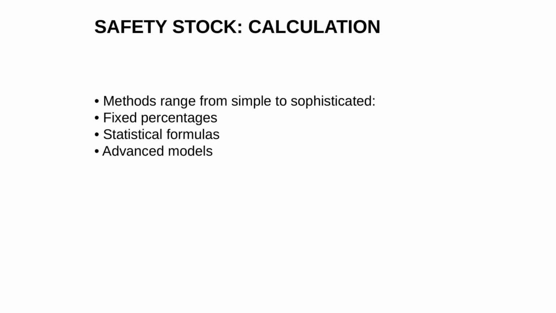There are different ways to calculate safety stock. Some companies use simple fixed percentage rules, easy, but often inaccurate. More advanced methods use statistical formulas based on variability in demand and lead time, aligned with a desired service level. The most sophisticated approaches use advanced models that consider multiple variables and real operating constraints. No matter the method, safety stock should not be set and forget. It must be reviewed and updated as conditions change.